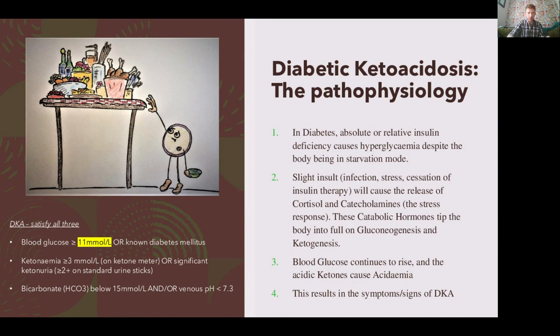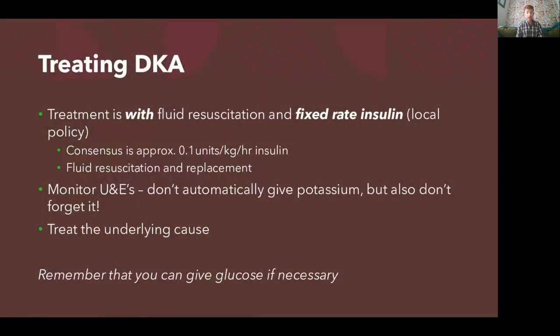That's how DKA works. So how do we treat it? Well, the thing that's going to kill you is dehydration. Fluid is the first step. Give them loads of fluid, about 1/10 of their body weight, okay, per hour.